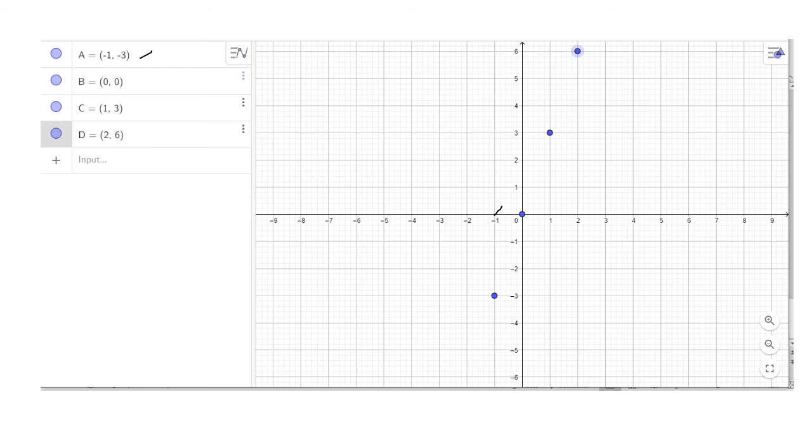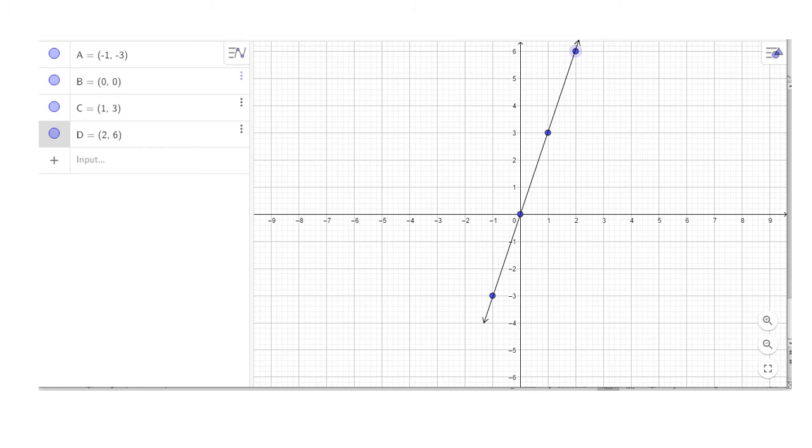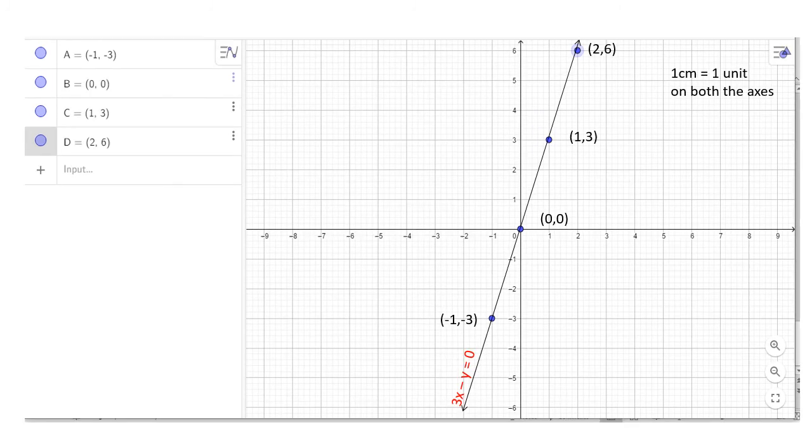So this point we get here. Similarly, 0 comma 0, so this point is here. 1 comma 3 is here, and 2 comma 6 is here. So after we get these points, we draw a line passing through these points like this. But after that, we are also supposed to mention its coordinates and the name of the equation, the name of the line, and also we are supposed to mention the scale.